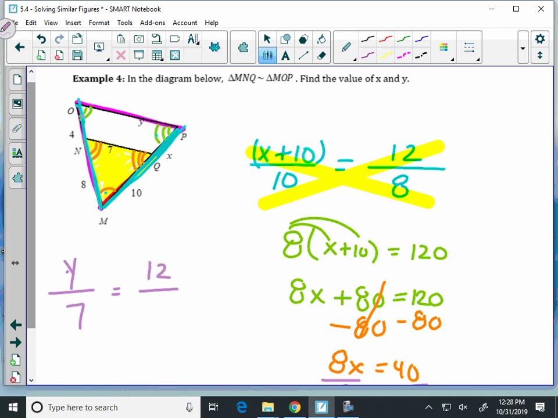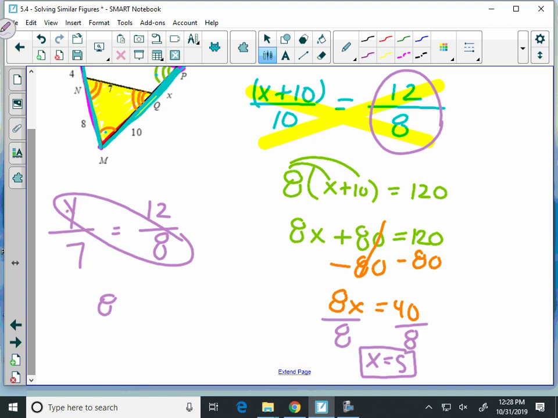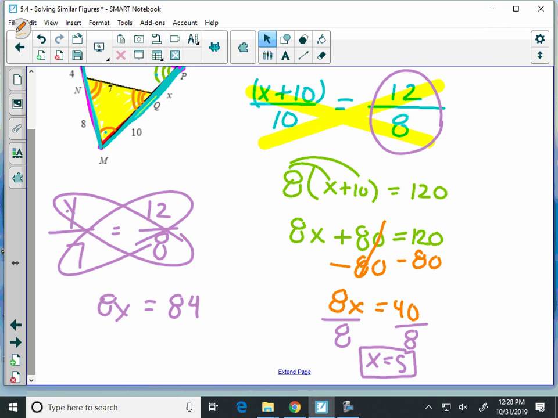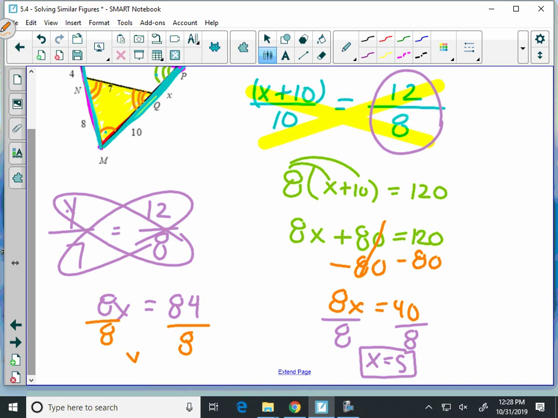Good. 12 we said matched up with 8. We can honestly use the same ratio we used in the last one. Totally fine. Okay. And then cross multiply. We multiply here. 8 times y is 8y. 7 times 12 is what? 84. Divide by 8. What's 84 divided by 8? 10.5.